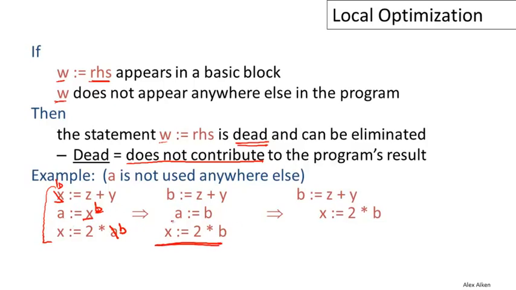Now we can see that we have an assignment to A. A is not used in the subsequent instruction. We already said that A is not used any place outside of the basic block. And so the assignment A equals B can be deleted, and we wind up with this shorter basic block.